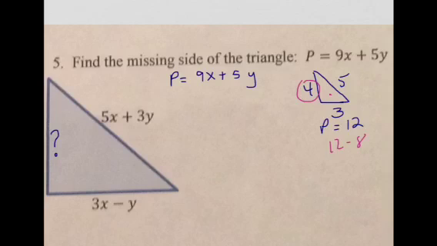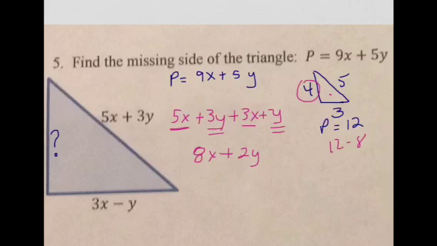So the first thing we're going to do is combine the two sides that we know. We're going to do 5x plus 3y plus 3x minus y. Add a line, change the sign. Our 5x and our 3x, we have 8x, plus 3y and negative 1y is going to be 2y. Now we need to subtract that from our perimeter. So when we subtract that, it's going to look like this.